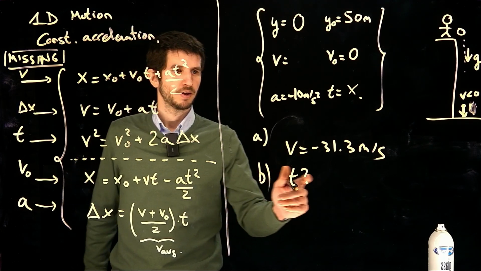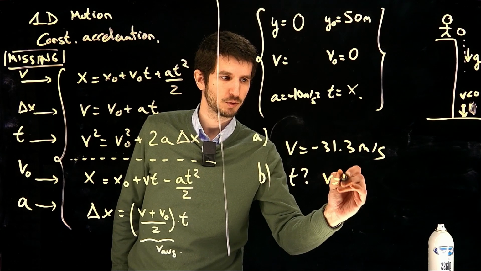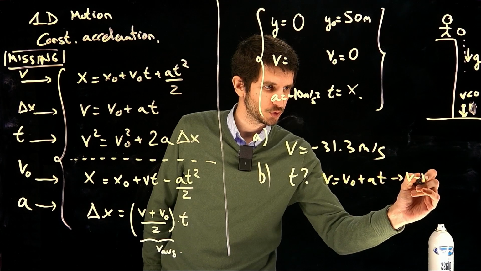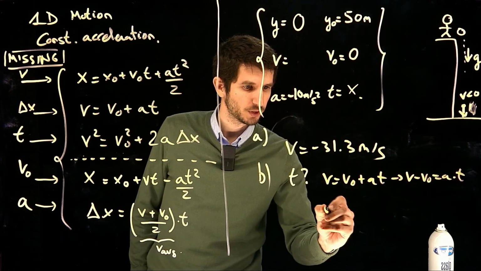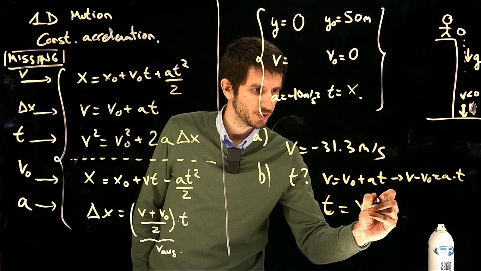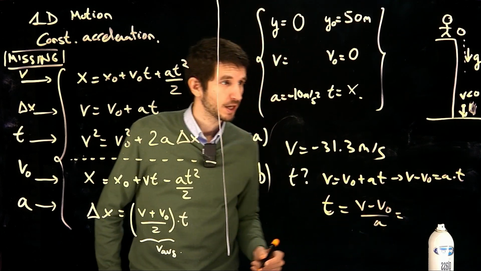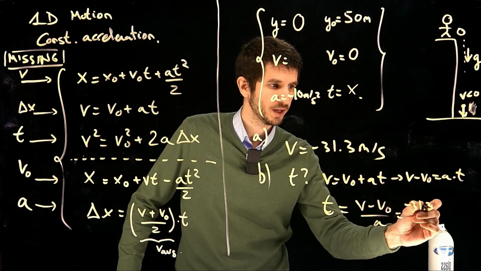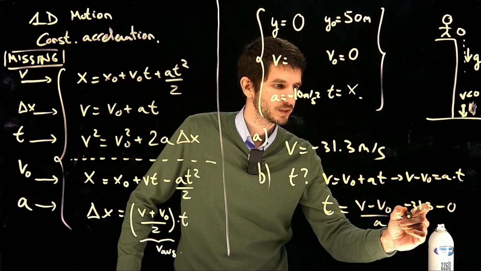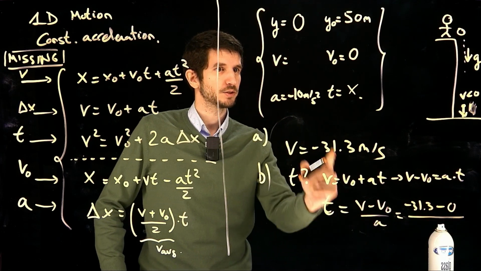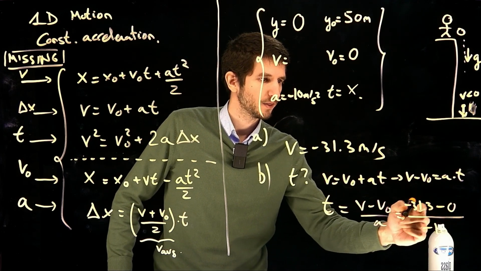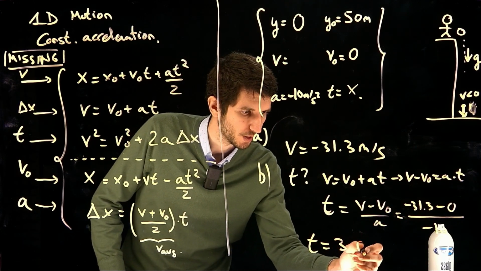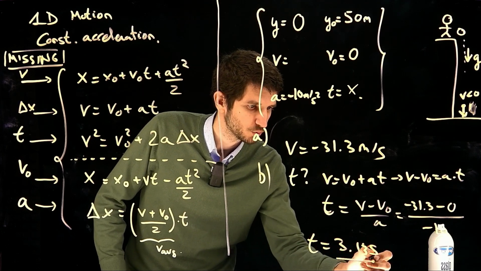So let's just say, what's the time? v is equal to v sub 0 plus a times t. Therefore, v minus v sub 0 is a times t. Therefore, time is just equal to v minus v sub 0 divided by the acceleration. If we replace with the numbers, final velocity is minus 31.3. Initial velocity is 0, starts from rest, divided by the acceleration, which is minus 10. Important the sign. This and this minus are going to cancel, and what you're going to find is that the time it takes is 3.13 seconds to fall.